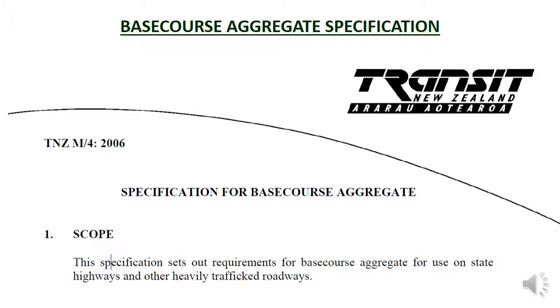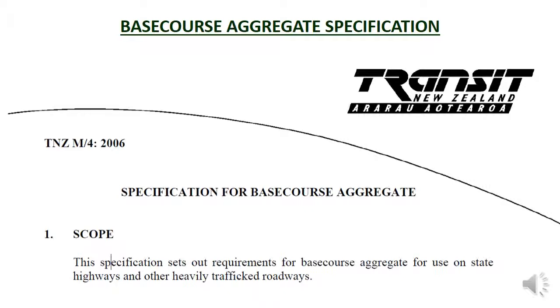NZTA does produce a specification for base course materials, which has been adopted by most roading authorities in New Zealand. This specification is called TNZ M4, Specification for Base Course Aggregate. There is also a set of notes providing clarification and elaboration of the requirements set out in M4. Copies of these documents are included on the topic page on Moodle.